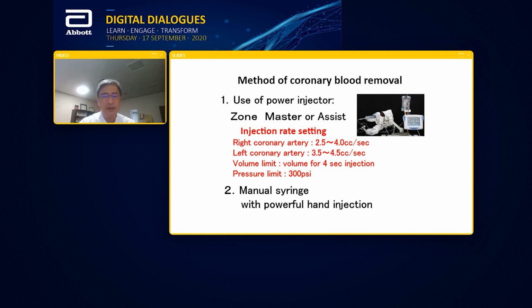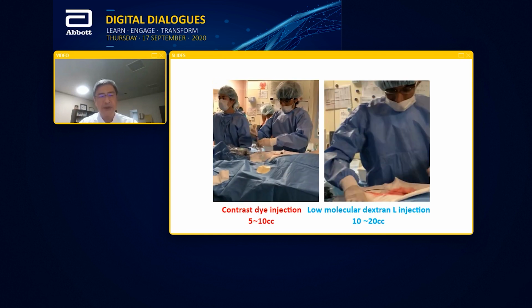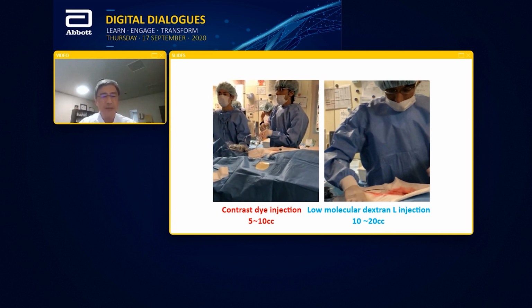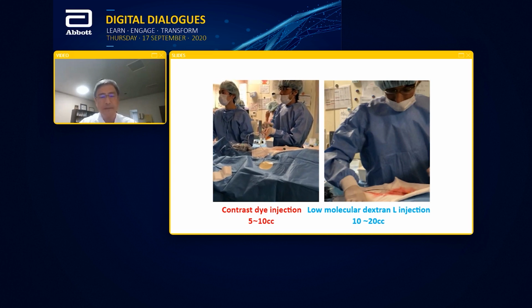So the methods of coronary blood removal: one is use of a power injector, such as Zone Master or Assist. The injection rate setting is 2.5 to 4.0 cc for the right coronary artery, and 3.5 up to 4.5 for the left coronary. The volume limit is the volume for a 4-second injection, and the pressure limit is 300 psi. Another method is manual syringe with powerful hand injection. So this is one example. If you want to get the OCT image with contrast dye injection, one-time scanning requires 5 to 10 cc. You need strong power like this using the hand.